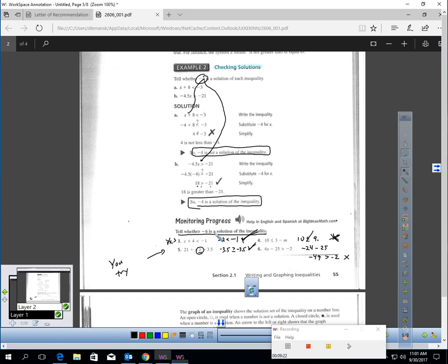And if I plug in negative 6 here, 4 times negative 6 is negative 24. If I take away 25, I get negative 49. So here's the question. Is negative 49 greater than negative 2? And no, it's not. So that's not true. Negative 49 is not bigger than negative 2. Okay? So hopefully that's pretty easy. When you're asked to check if a number is a solution to an inequality, it should be as simple as taking the number, plugging it in the statement, and seeing if you get a true statement.